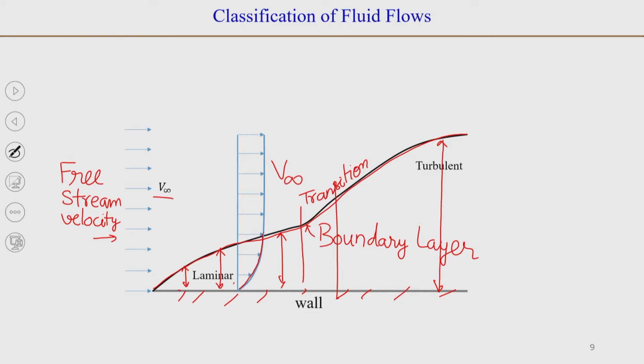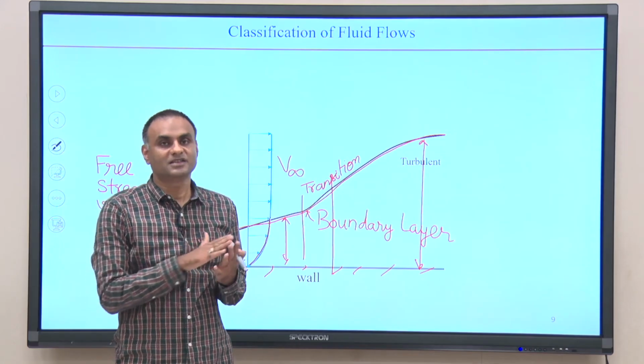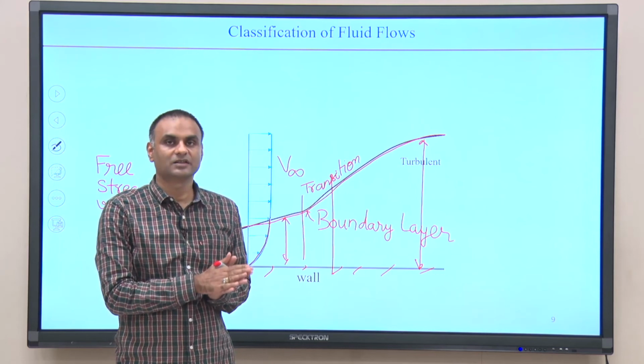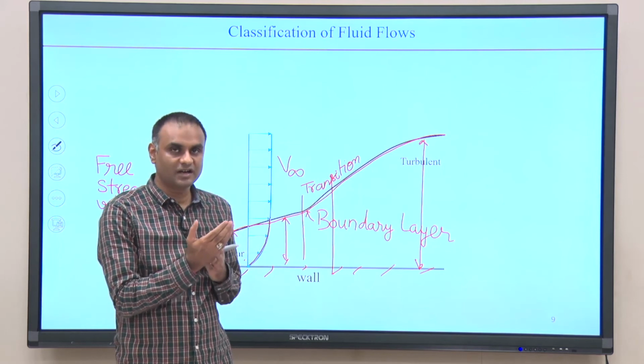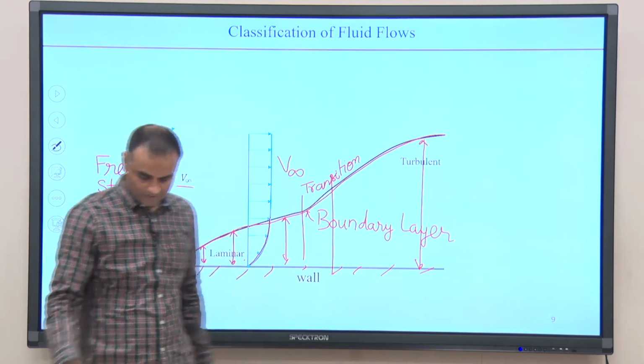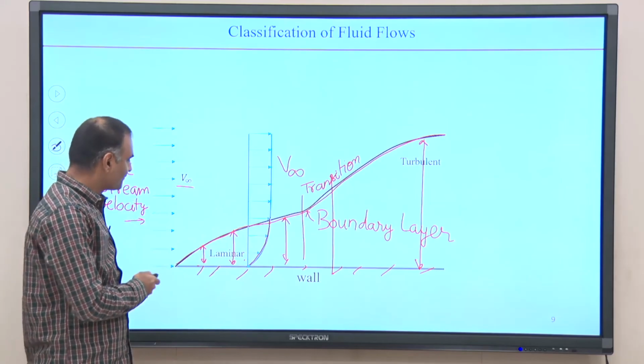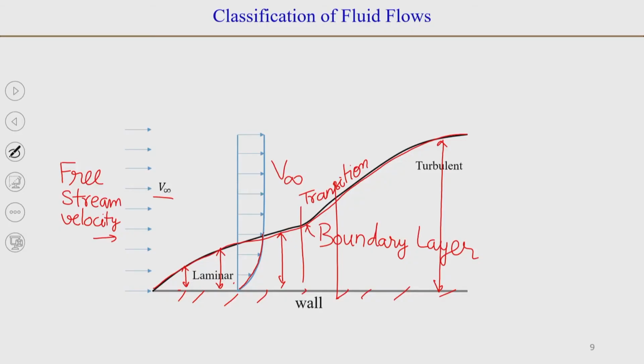So, what you need to remember is the definition of boundary layer. When we use the term boundary layer, this is a thin layer near the wall in which viscous effects are important, which causes a gradient in velocity near the wall. And the thickness of this boundary layer is inversely proportional to the Reynolds number raised to some power. So, when the Reynolds number increases, the thickness of the boundary layer decreases.